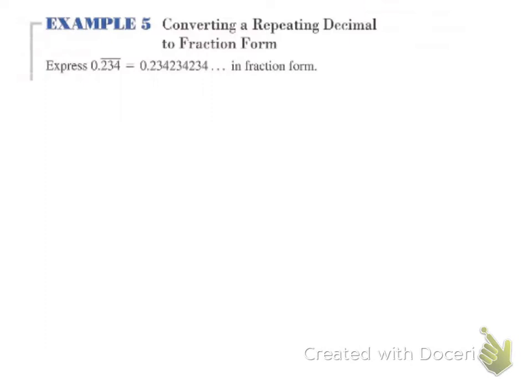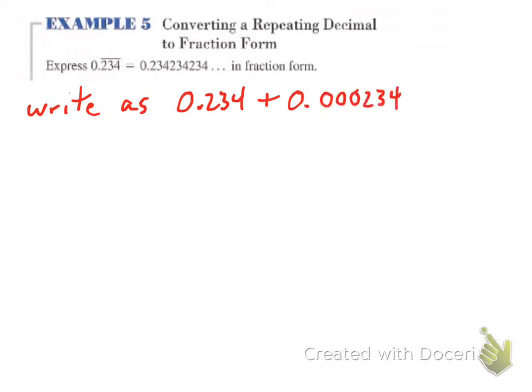We need to express 0.234 repeating, 0.234234, in fraction form. This is how you do it. We are going to write this as 0.234 plus 0.000234. We're just putting zeros in front of each 234. Plus 0.000000234 plus ... which goes on forever.